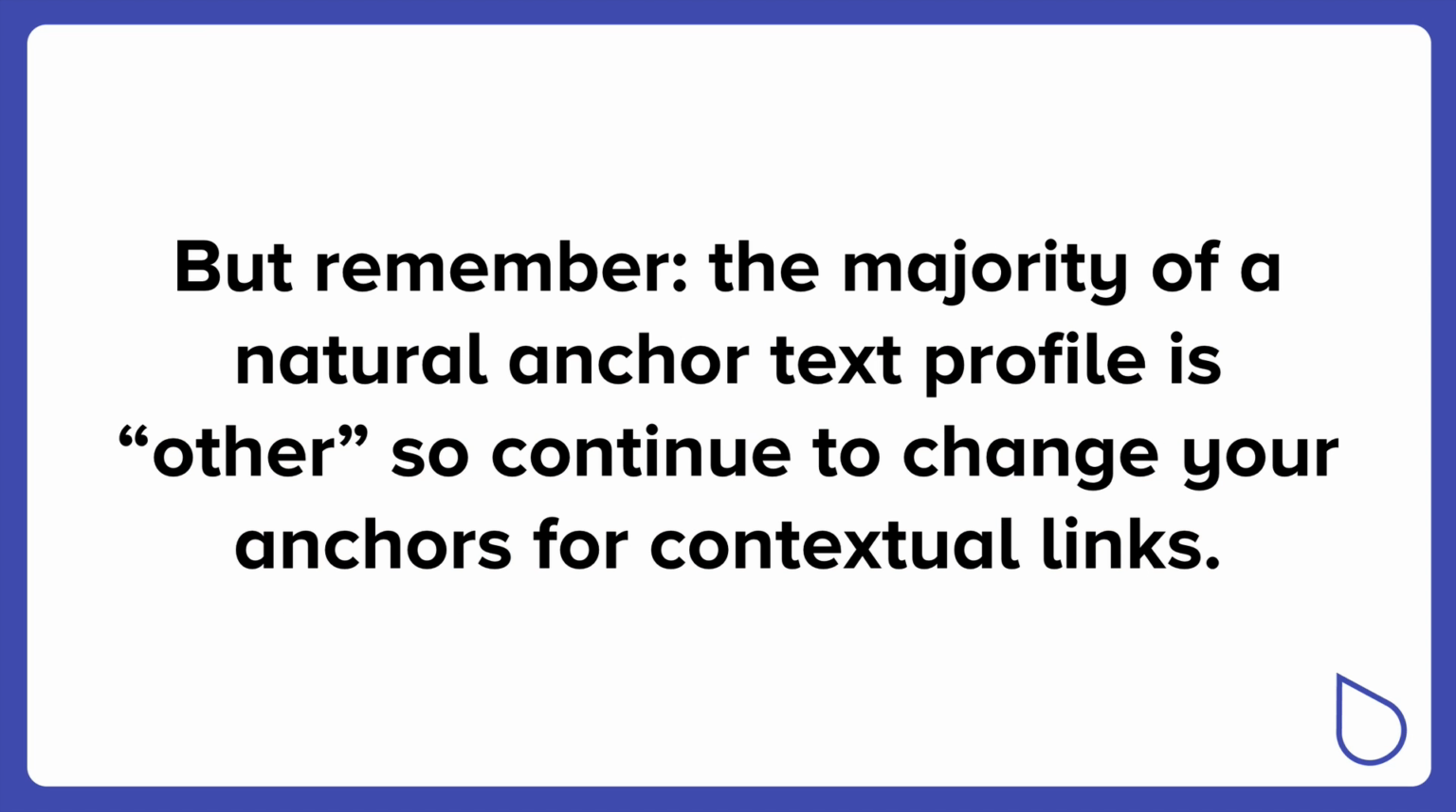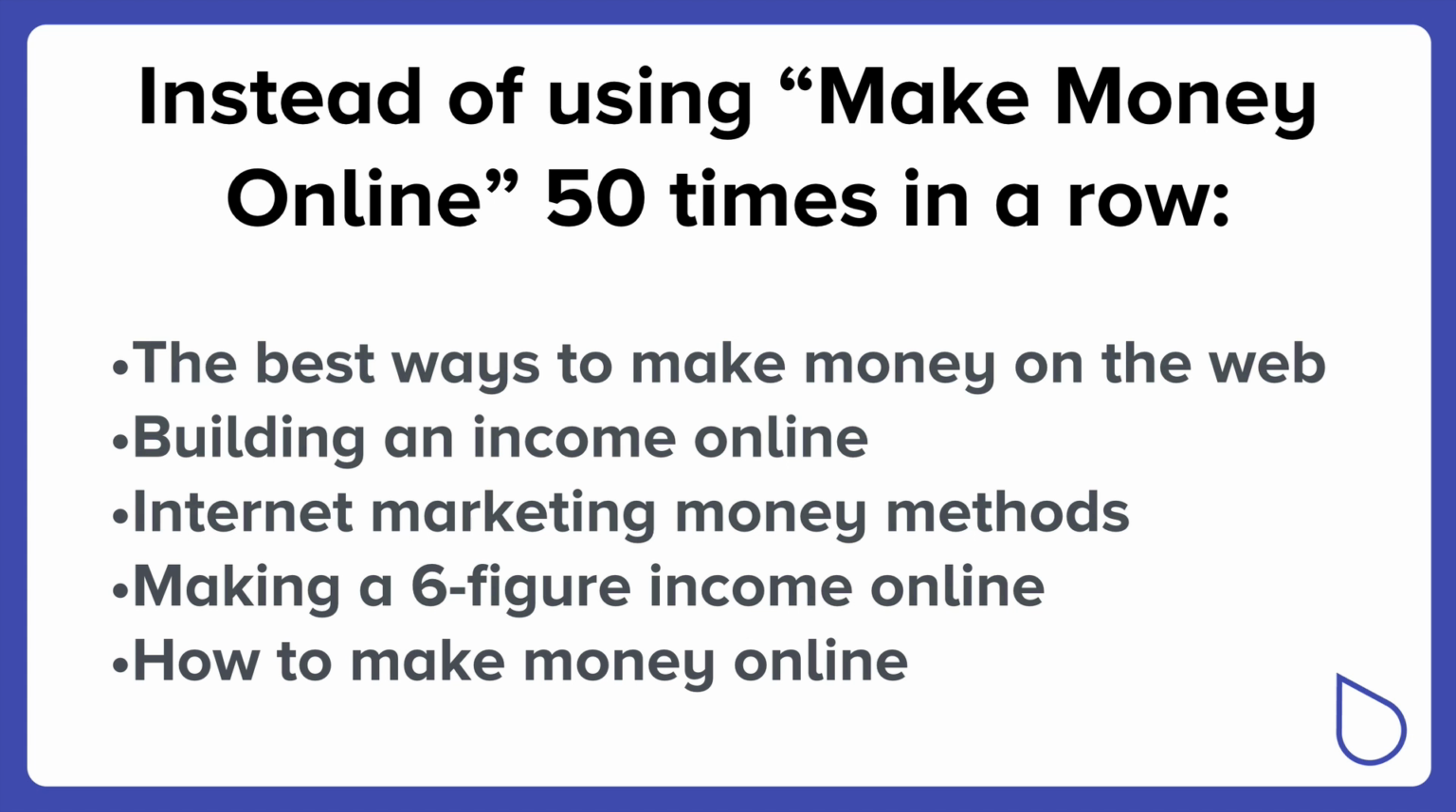So one thing to remember is that the majority of any natural anchor text profile is other. So what you need to do is continue to change your anchors for a contextual link. So when you're building PBN after PBN, just continue to change it up. So instead of using make money online 50 times in a row, you can just use some of these examples right here, like the best ways to make money online or on the web, building an income online, internet marketing money methods, making a six-figure income online, etc. So you just go through, you change it up a little bit, and that way, it's all showing up as other, because you're not getting 50 links that all say make money online going to the homepage. Hopefully you can understand why that doesn't look natural.